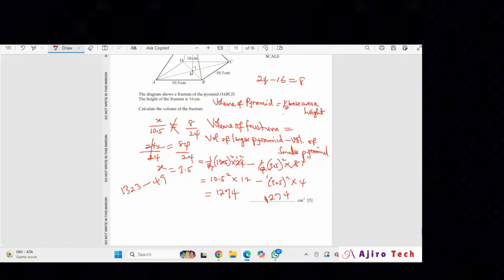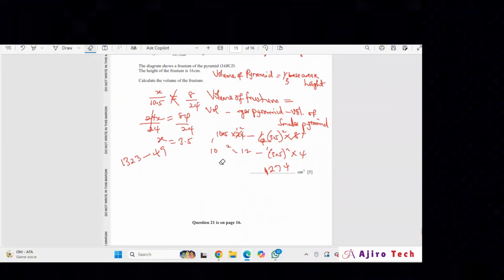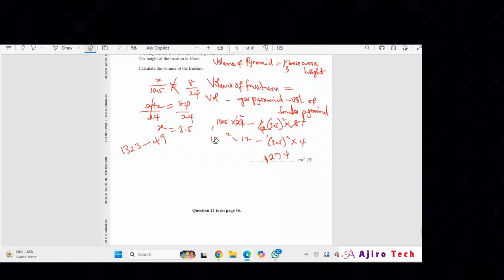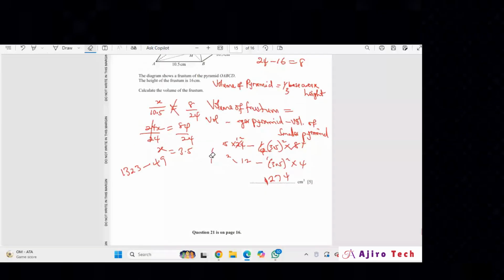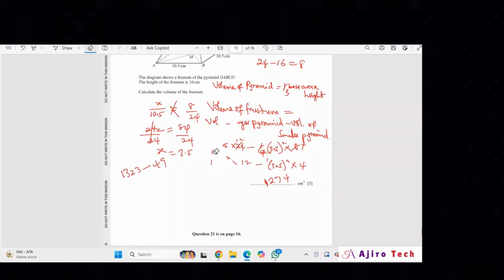Actually, I just noticed that the volume of the pyramid is supposed to be 1 over 3, not 1 over 2. So let me erase that part. It is 1 over 3, not 1 over 2.